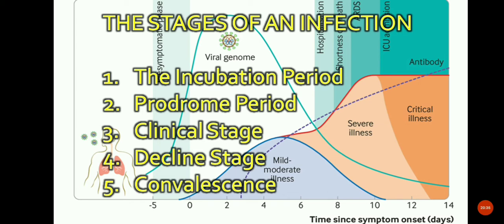While the clinical stage is the time when the disease has attacked the body. Fourth is the decline stage. So this disease has passed its peak and the symptoms begin to go away. So the patient feels better. The disease is still communicable during the clinical and decline stage. And the last is convalescence. This is the recovery stage of the patients.